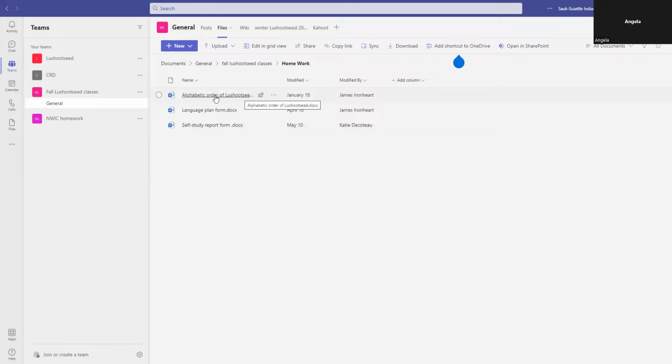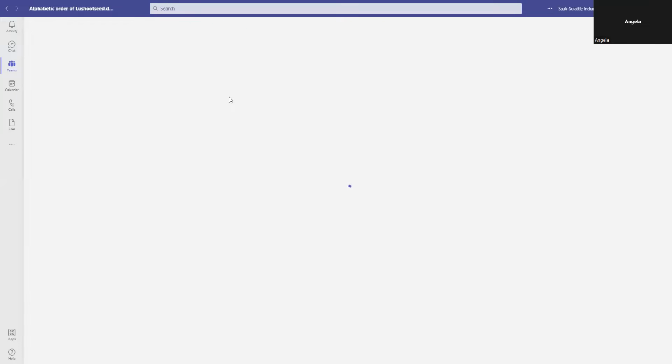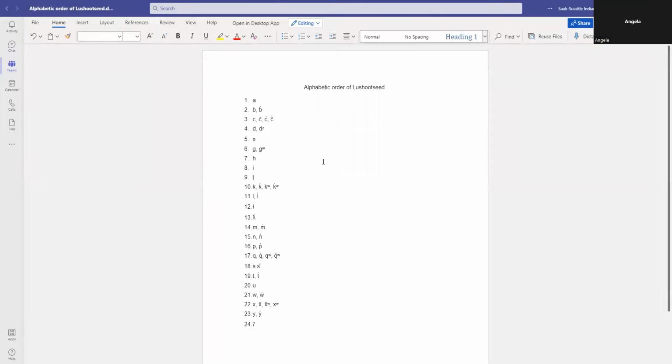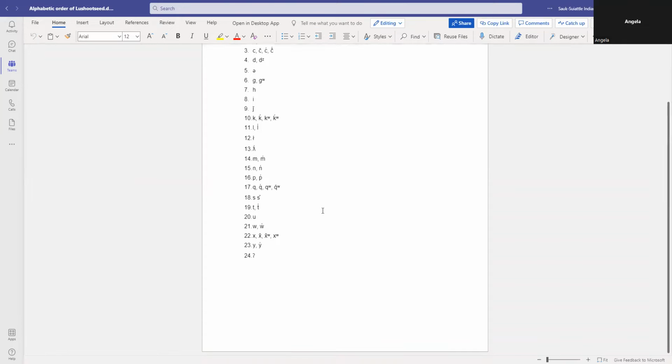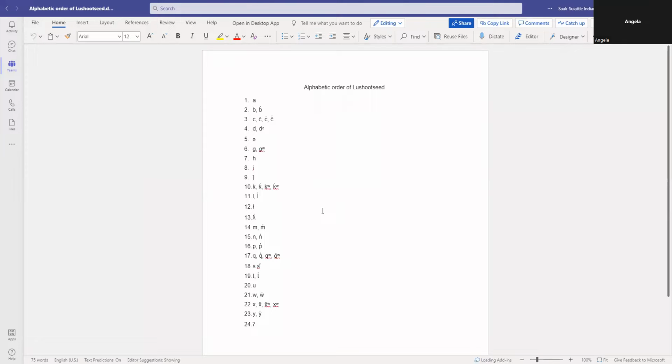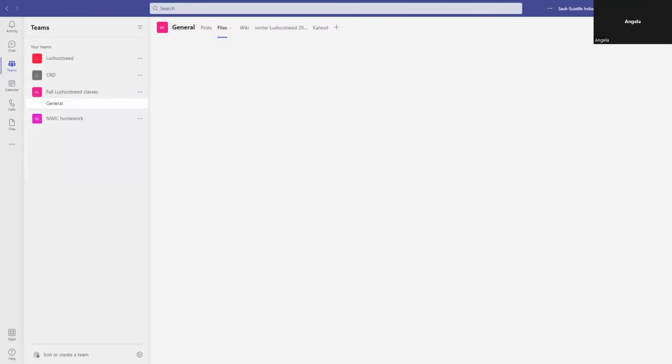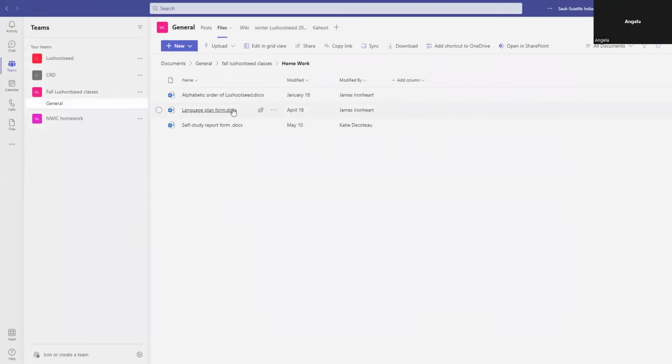So there's kind of homework. Alphabetic order in Lushootseed. It's kind of like how our alphabet works. I would suggest you get to learn these and the different sounds. This is not the best way to learn this part, but that's just what our alphabet looks like. We're borrowing that from a different thing.